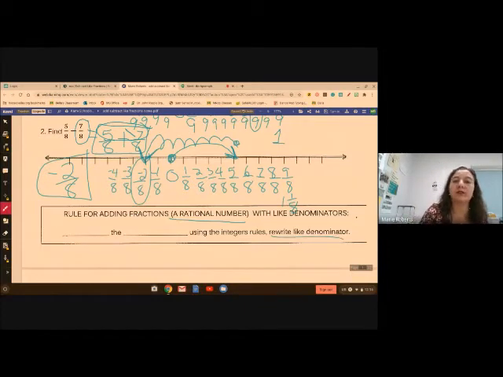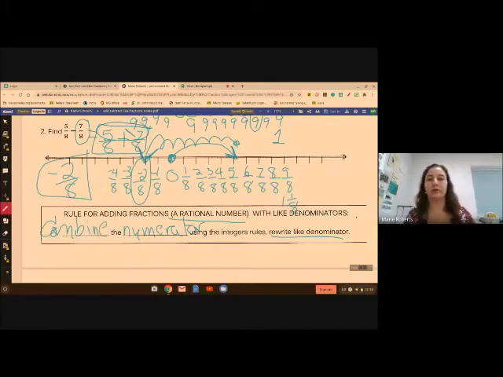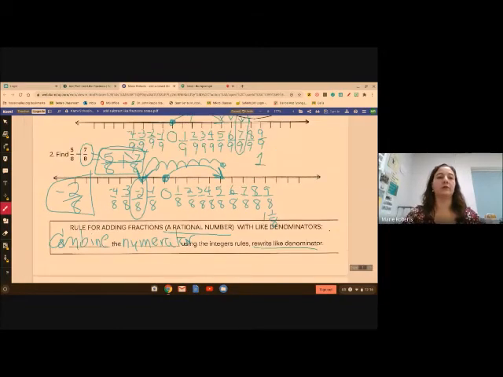The something that's not the denominator is the numerator. And we add or subtract them. So a better way to say it is just to say combine. I combine them. Okay, combine the numerators and rewrite the denominator.